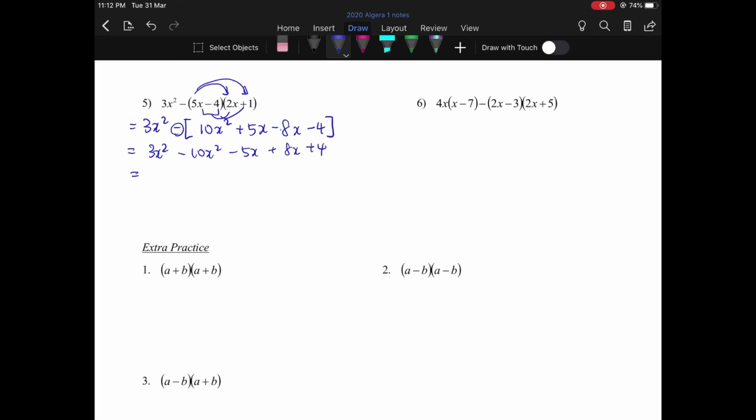And then let's simplify. 3x squared minus 10x squared, we will get -7x squared. Next, -5x plus 8x. We will get +3x. Lastly, plus 4.